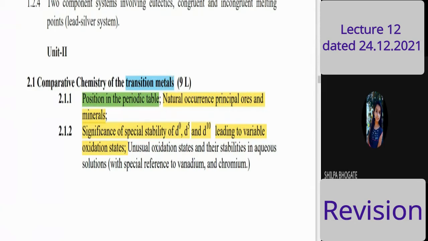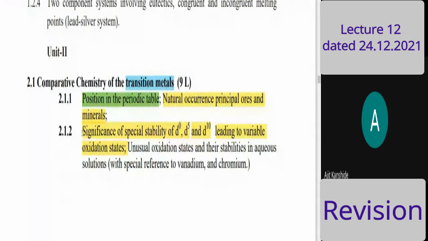4, 5. 4 is the first transition series. The 5th period is the second transition series, which starts from yttrium. The first transition series starts from scandium. The third transition series starts from lanthanum. And last, the fourth transition series starts from actinium. So once you mention the period number and the group number, the position becomes very clear. Is it clear? Yes, sir.